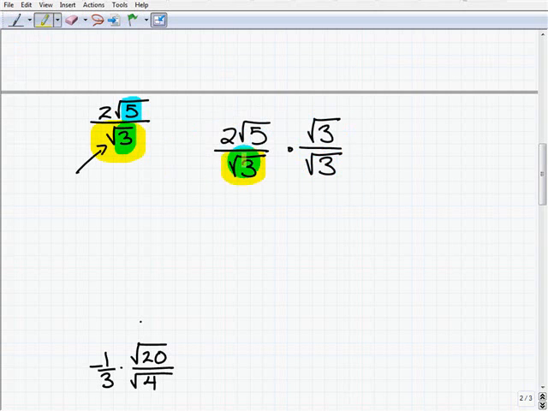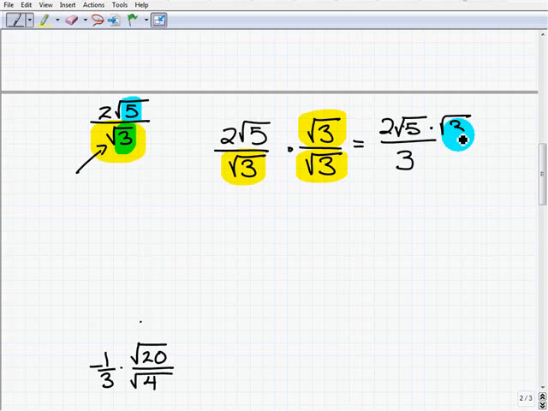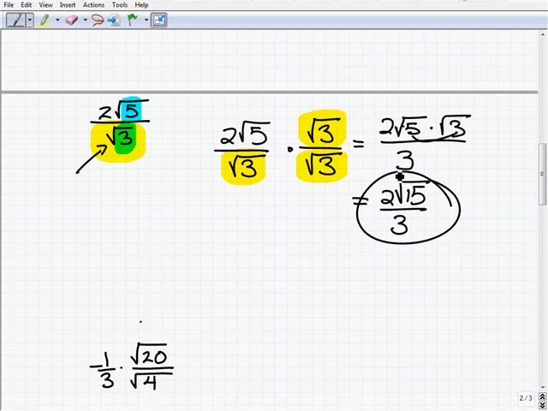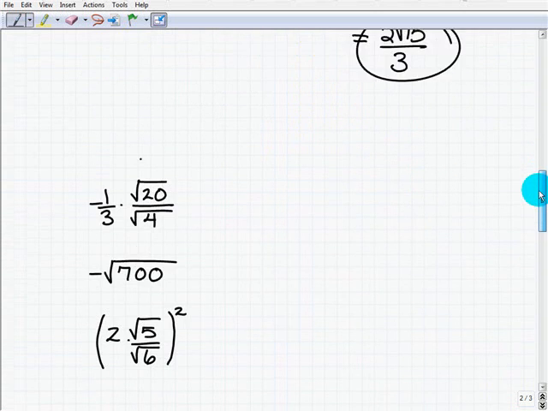We have a radical 3 here, so I'm going to multiply it by a radical 3, but because I'm multiplying the denominator by radical 3, I also have to multiply the numerator by radical 3. And anytime you multiply a radical by itself, the radical goes away, so it's simply 3. Now we're left with 2 times radical 5 times radical 3. And that's going to be 2 times, here we just simply multiply these numbers, the square root of 15 over 3. And there you go. All right, so moving on.